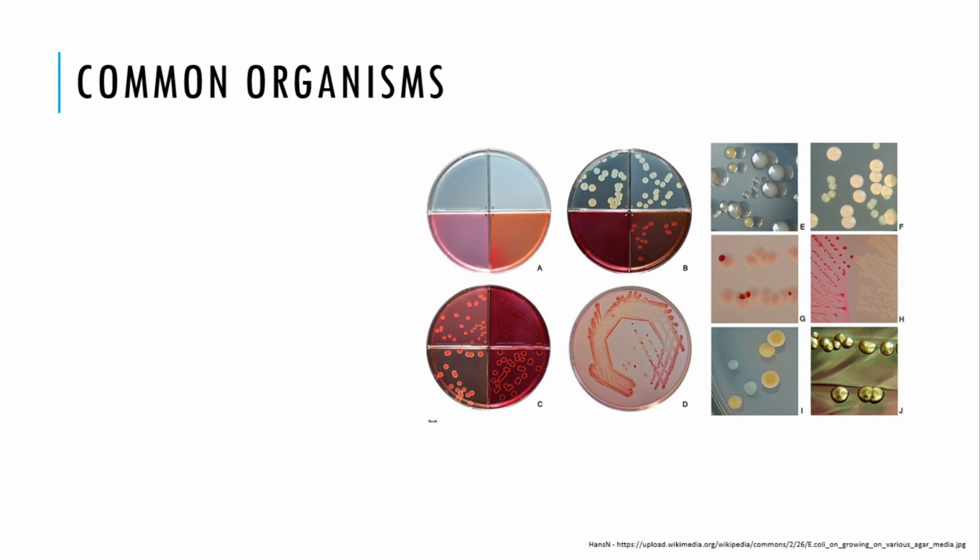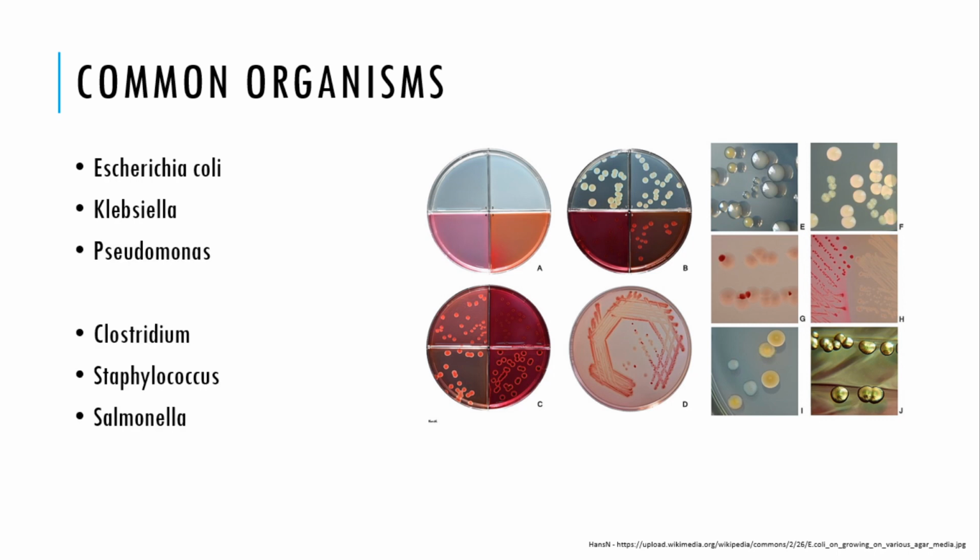The most common organisms for acute cholecystitis are Escherichia coli, Klebsiella, and Pseudomonas. However, a lot of other organisms can be the cause, like Clostridium, Staphylococcus, and Salmonella.